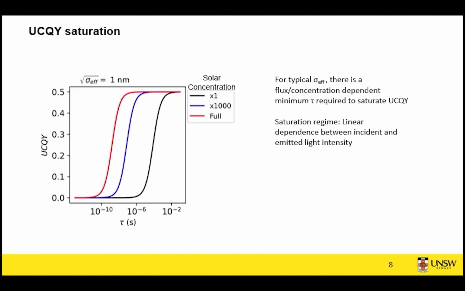We can take a look at a slice through the plot seen in the previous slide at a length scale of 1 nanometer, which corresponds to a typical sigma effective. And we can see that the minimum lifetime required for the upconversion quantum yield to saturate changes depending on how much you concentrate sunlight. And the saturation regime is important because it corresponds to a linear dependence between the incident and emitted light intensities in upconversion. And this is quite important to achieve efficient upconversion.